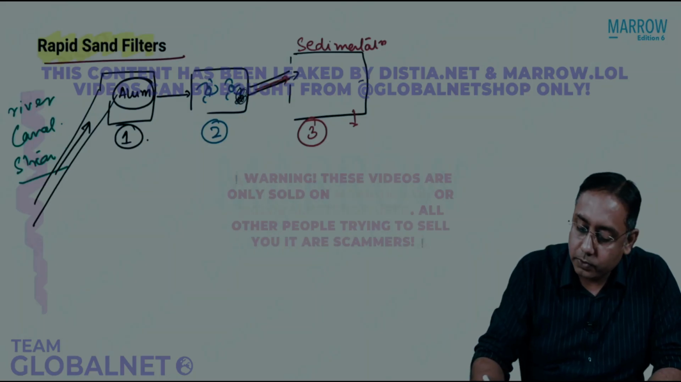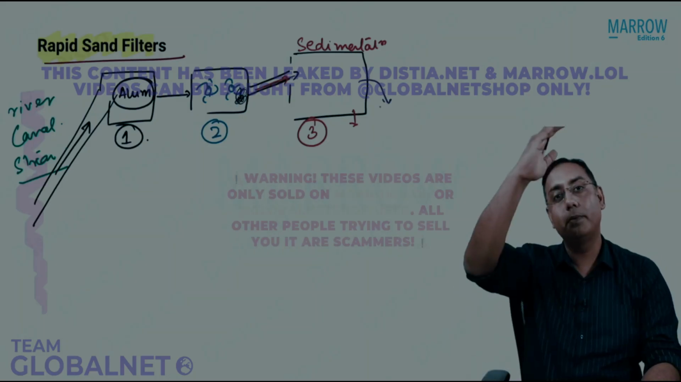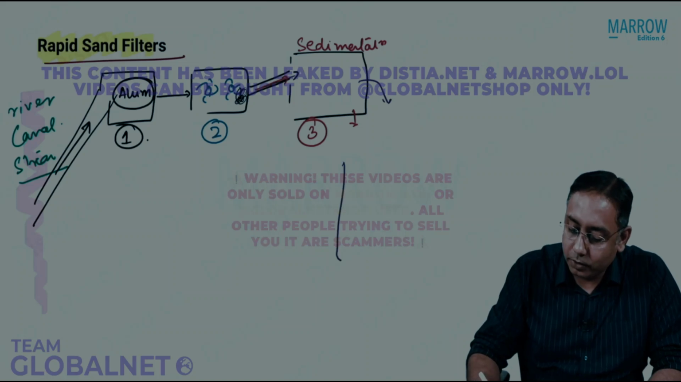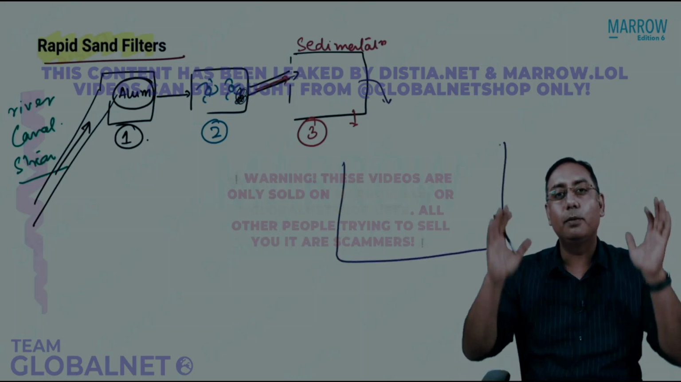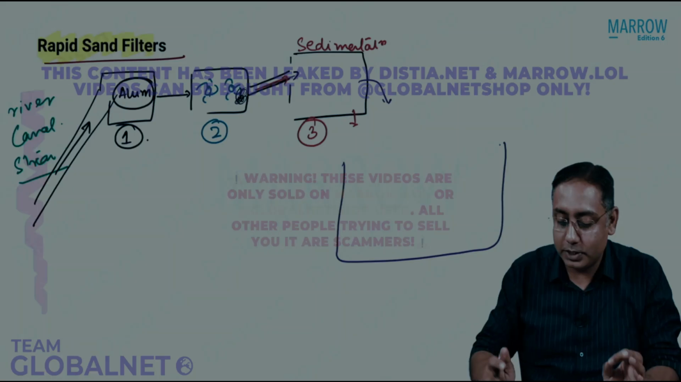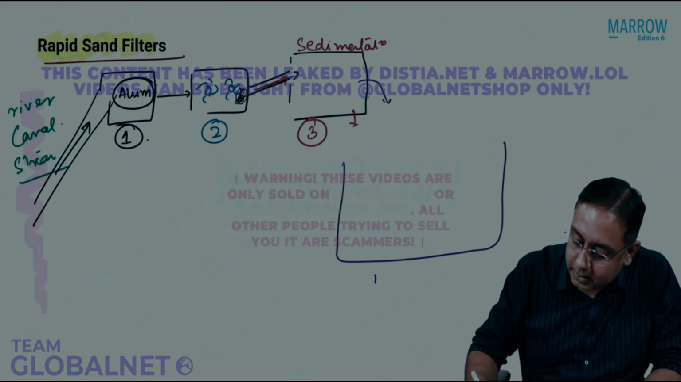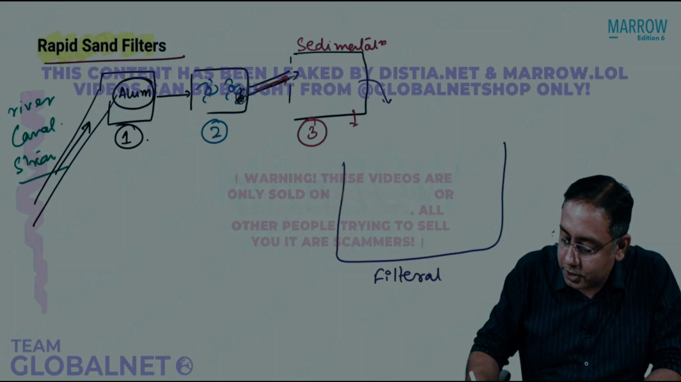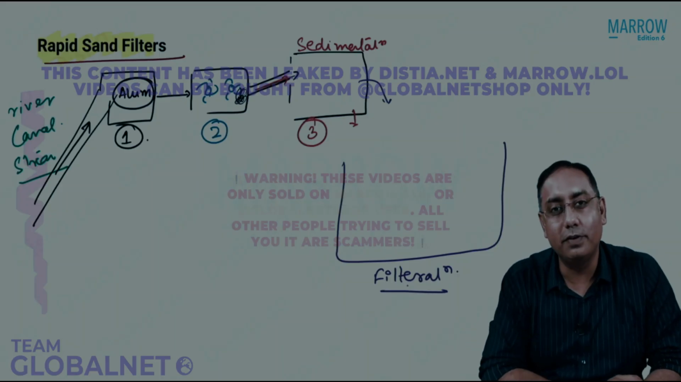Now what you can do is you can throw the water down. You took it up and now you throw it down. How will you throw? You don't throw it on the streets. You throw it in a big room. This big room is called the filtration room. This is our favorite room, the filtration room. A lot of MCQs come from the filtration room.